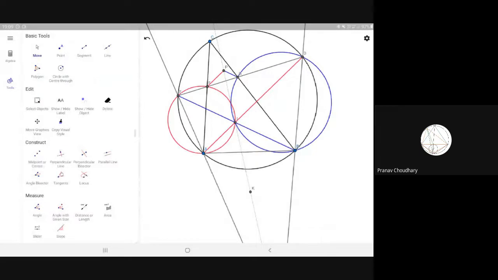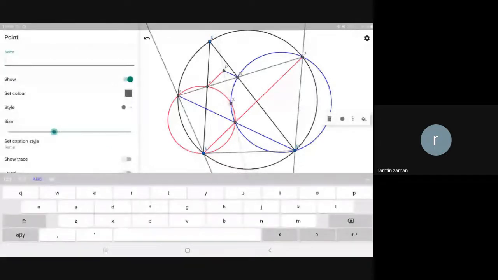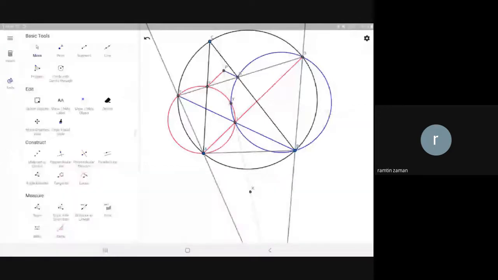Any ideas for what we should do next? Let's name a point T, the second intersection of the circumcircles of EFA and DGB, I guess. Okay. What does that do? Is that the point you named on the circumcircle of the triangle?